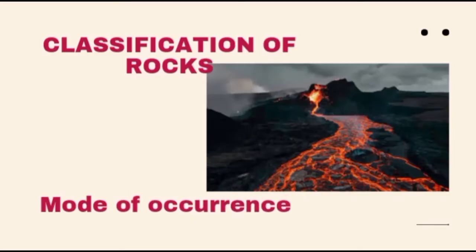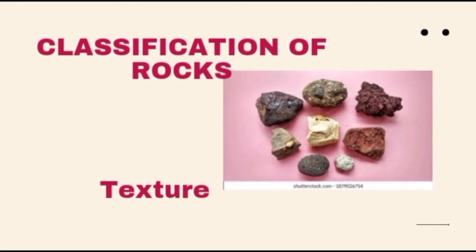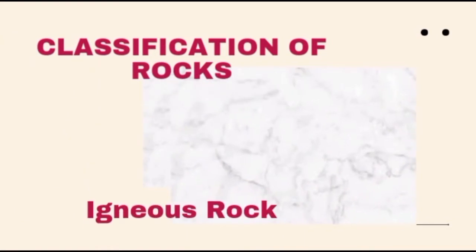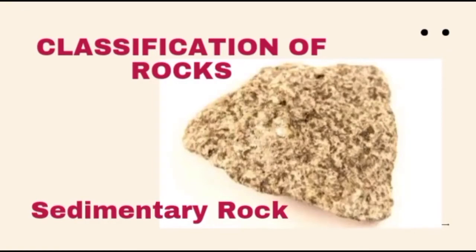Classification of rock. Under the characteristics of origin or mode of occurrence, and texture of rock, their appearance and looks, we have three different types of rocks, which are igneous, sedimentary, and metamorphic.